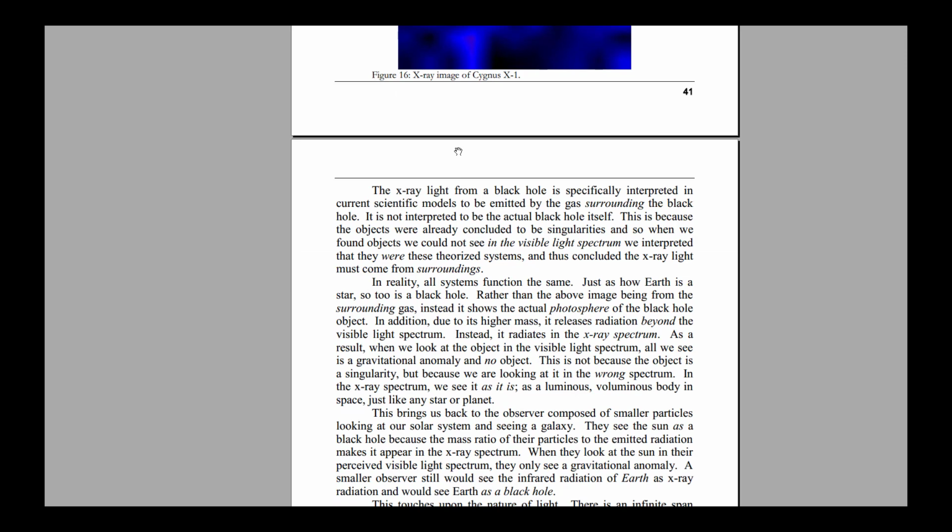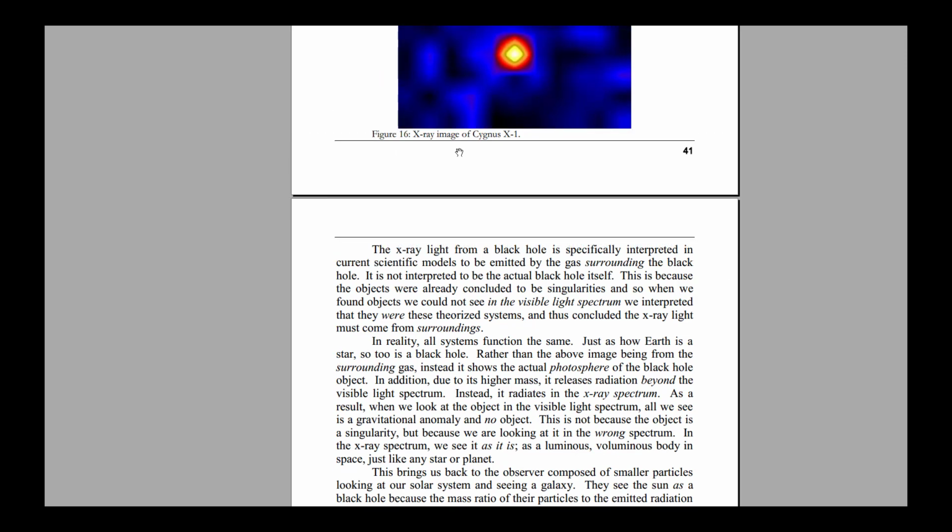The X-ray light from a black hole is specifically interpreted in current scientific models to be emitted by the gas surrounding the black hole. It is not interpreted to be the actual black hole itself. This is because the objects were already concluded to be singularities, and so when we found objects we could not see in the visible light spectrum, we interpreted that they were these theorized systems, and thus concluded the X-ray light must come from surroundings. In reality, all systems function the same.